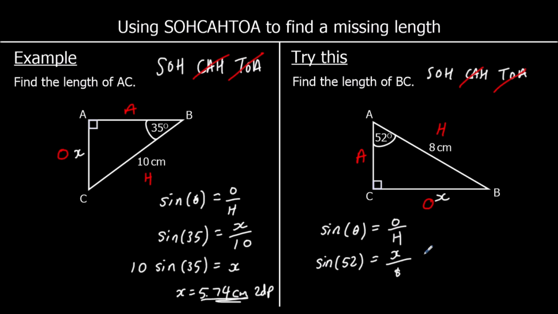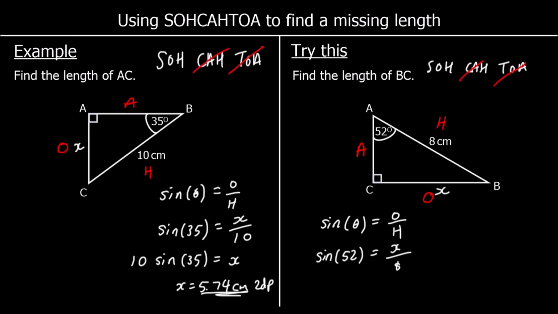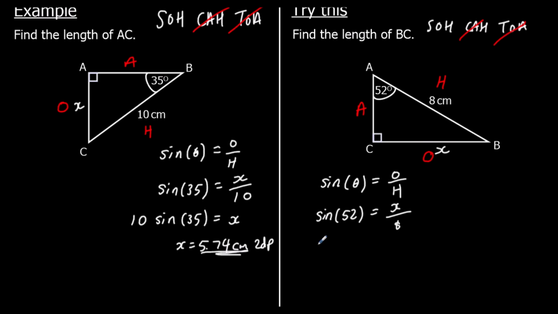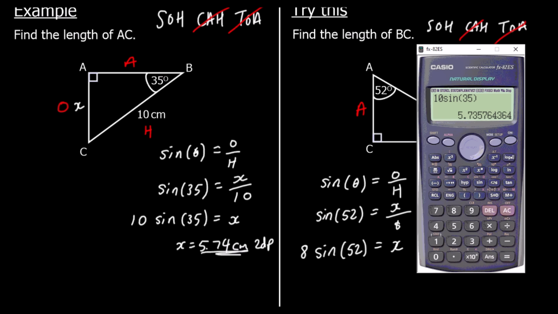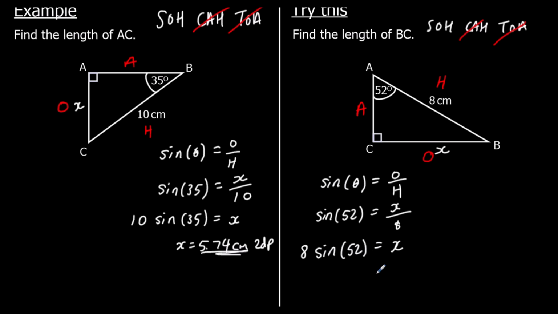To get x by itself, we're multiplying both sides by 8. So x will be 8 times sine 52. So we type into the calculator 8 times sine 52, or 8 sine 52. And we get an answer to 2 decimal places of 6.30. So x is 6.30 centimeters to 2 decimal places.